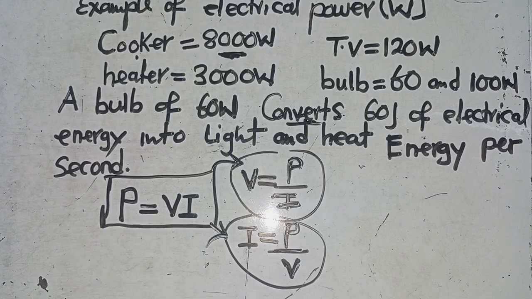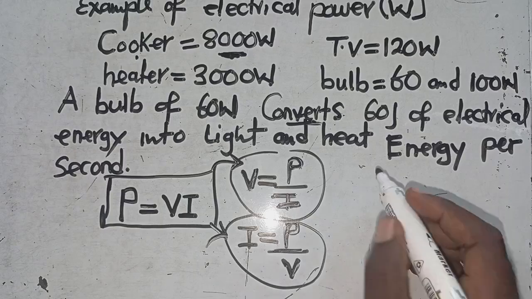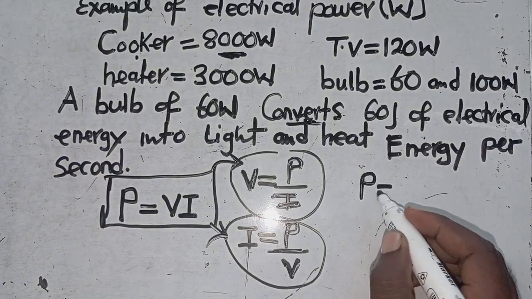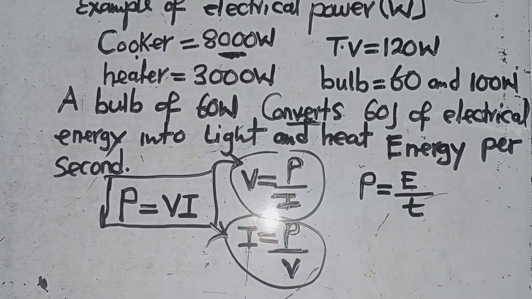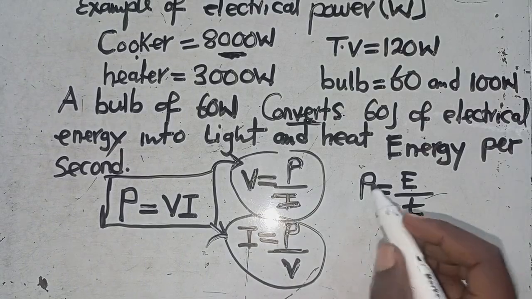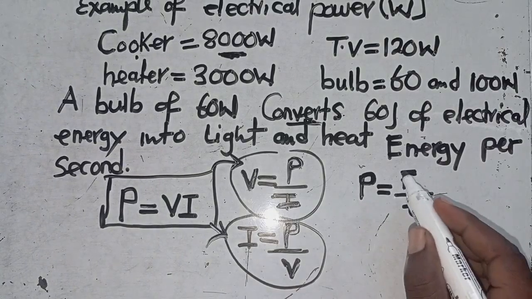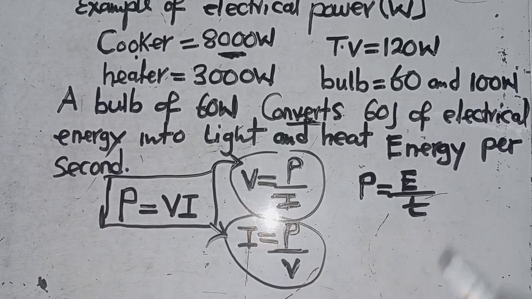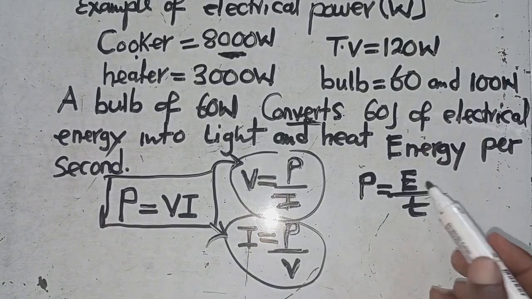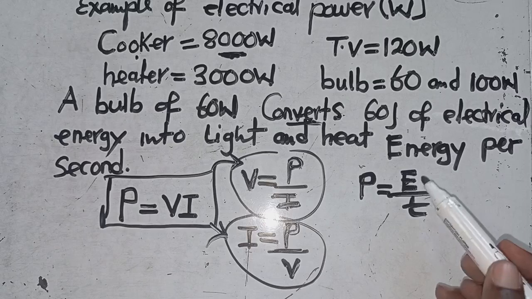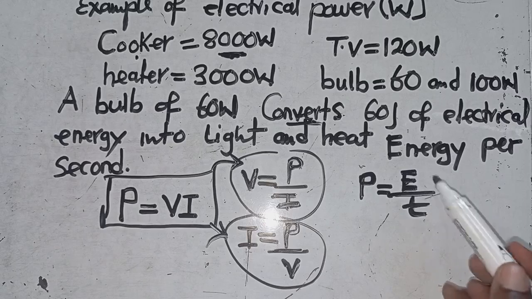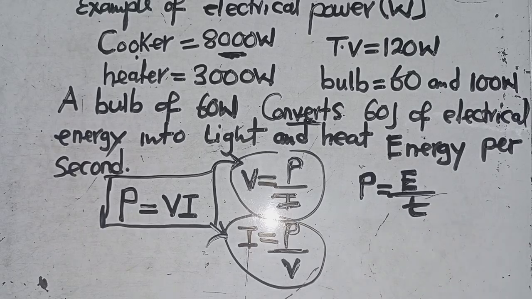And from the formulas that are given, I want you to understand that there is this particular formula where we say power is equal to what? Energy over what? Over time. This is a particular formula. Power is equal to energy over time. In this case, this energy that we are talking about is called electric energy.